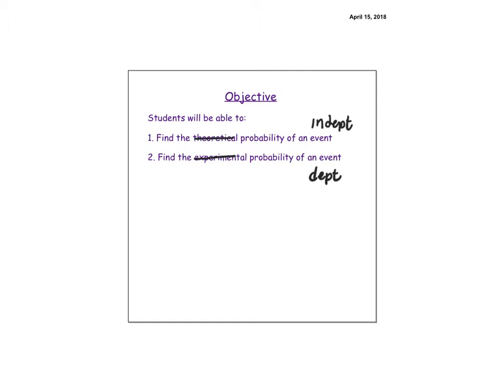Hi class, this is section 11.3 of your book, Dependent and Independent Events. The objective for this lesson is to determine the probability of an independent event and dependent event.